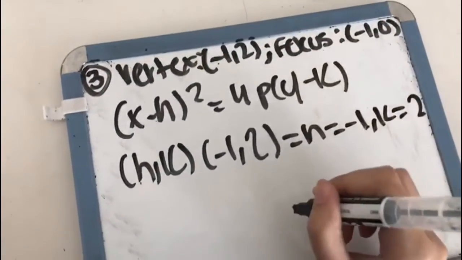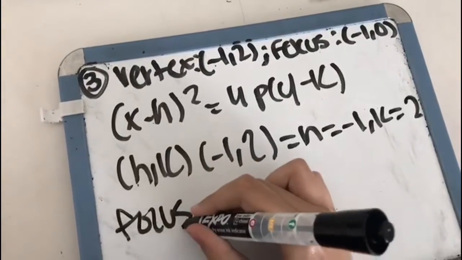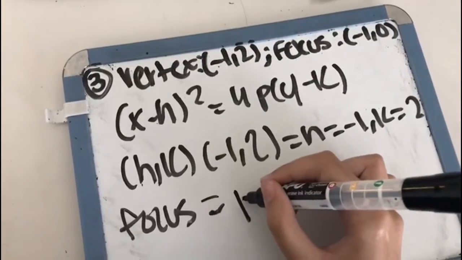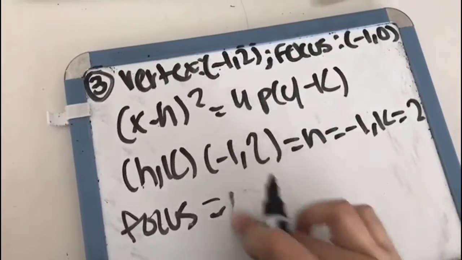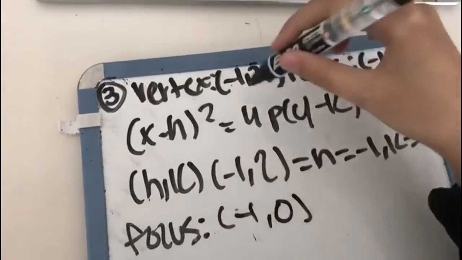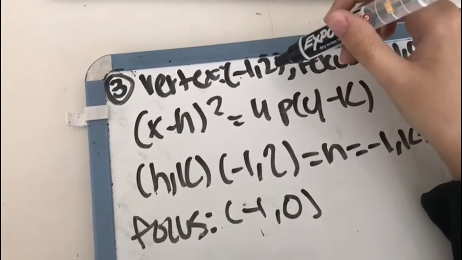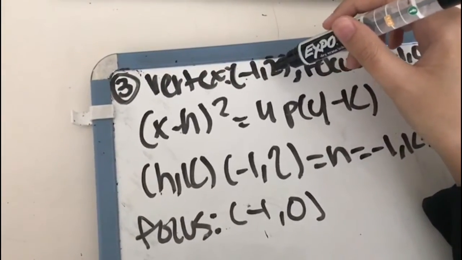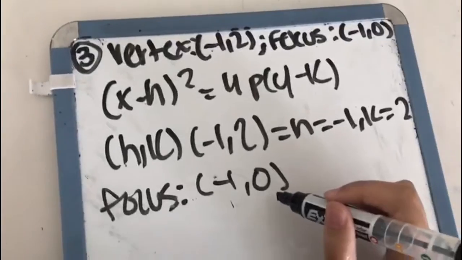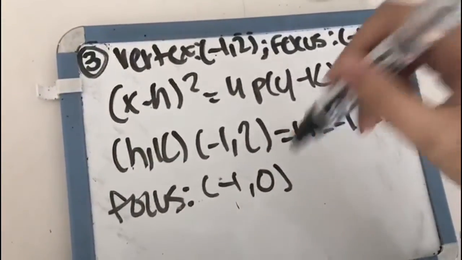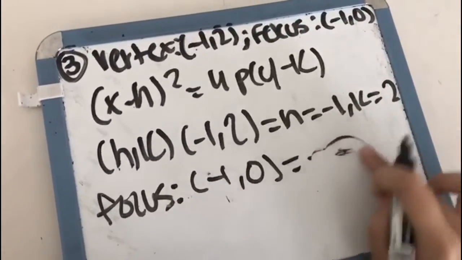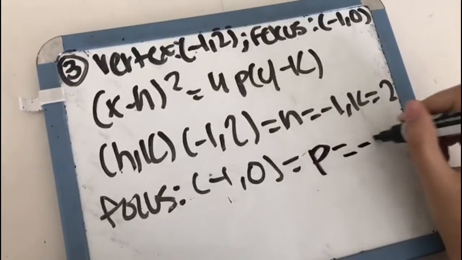And the focus part, the focus would be basically equal to, I'm so sorry, I am messing everything up right now. Now the focus we have is -1 and 0. If you think about it, on the vertex part, we have 2 as the y, right? So here we don't have y at all. So that means that 0 minus 2, or let's say k minus 2, would equal -2. Actually, let me make it easier for you. Basically, p equals -2.